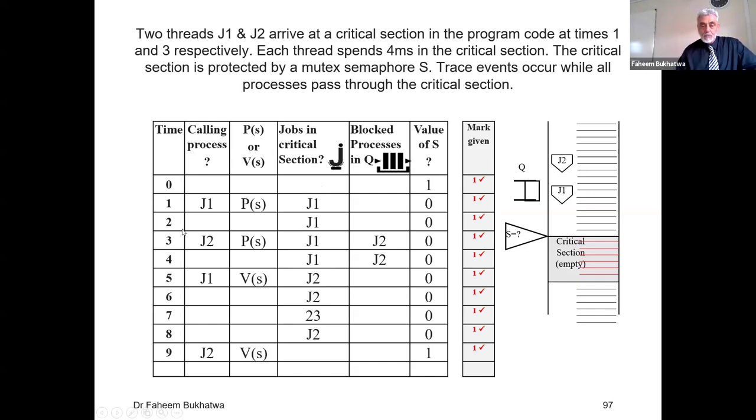Now, time number 2, nothing happens, because we know this guy here will stay for 4. Now, once it goes into the critical section, it will leave at what time? It's like you arrive at time 1, you're going to stay for 4 days. 1 plus 4 is 5. So J1 is going to leave at day 5.